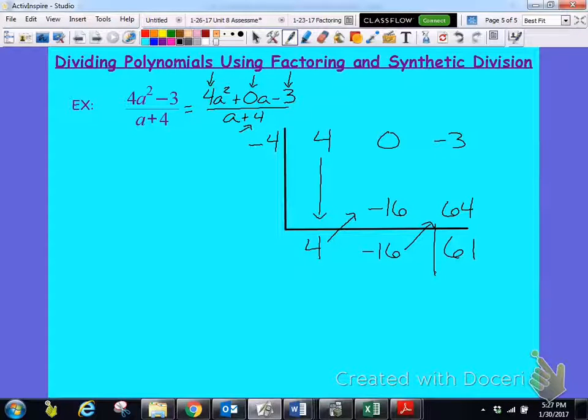So now I write it. 4. And since my highest degree in the numerator is a squared, this is a by itself. 4a minus 16 plus my remainder of 61 over a plus 4.